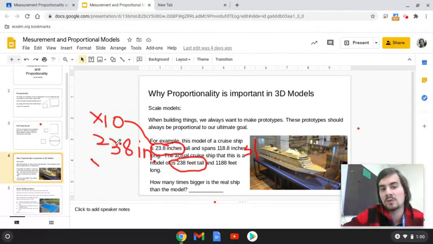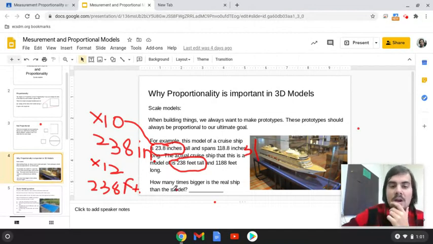So if we have 238 inches 12 times, we have 238 feet. So we have to do times 12. And now the units will be the same. So now instead of inches, we have 238 feet. And I should just put little lines next to these, but it's fine.